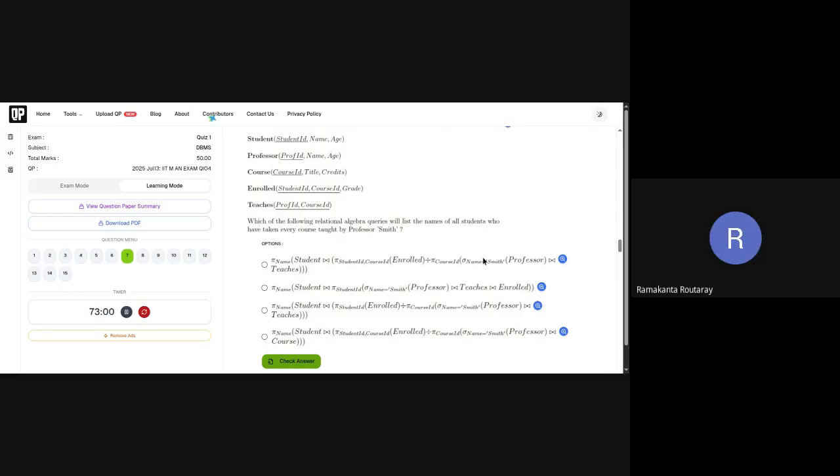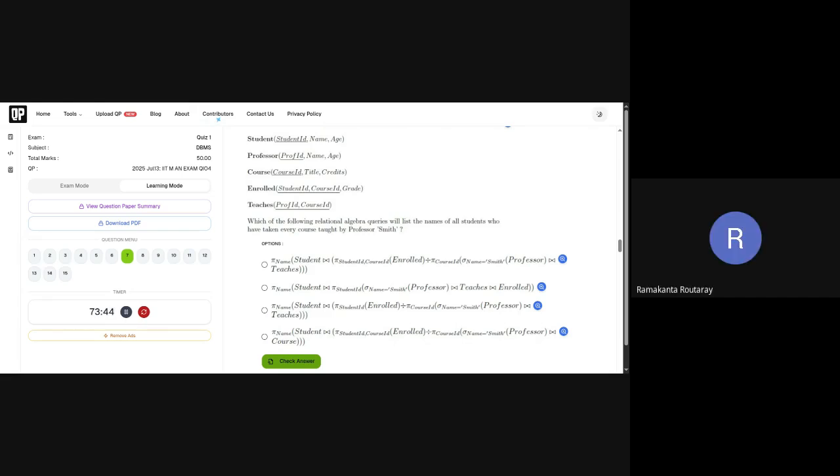There are some division operators. Because it requires Professor Smith, we can filter out A, C, D. Professor join with teachers, because professor ID is there in the teachers table and professor ID is there in the professor table. So professor join teachers, the first one should be the case. D is not right, because professor is not joined with course. So A should be the case. A is the correct answer, yeah. A is the correct one.